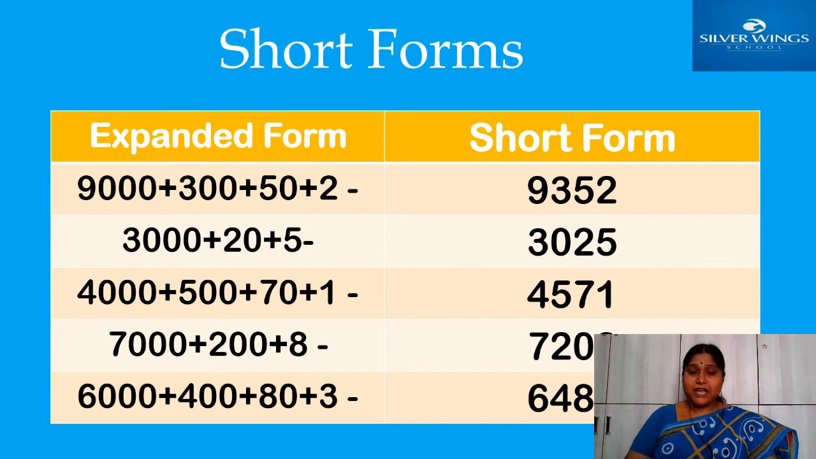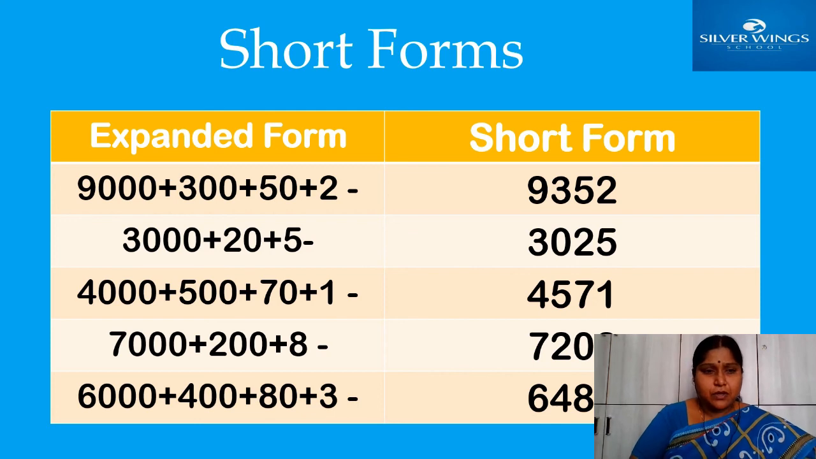Next, the last expanded form, 6,000 plus 400 plus 80 plus 3. Expanded form means sum of the place values of the digits in the given number. Now, here 4 columns are there, starting with thousands only. So, 4 digits we want to write in the short form, that means the formation of a 4-digit number. 6,483. Okay, these are the short forms.